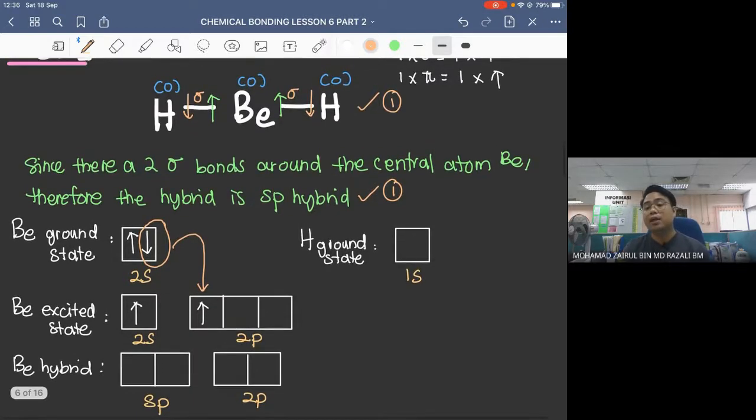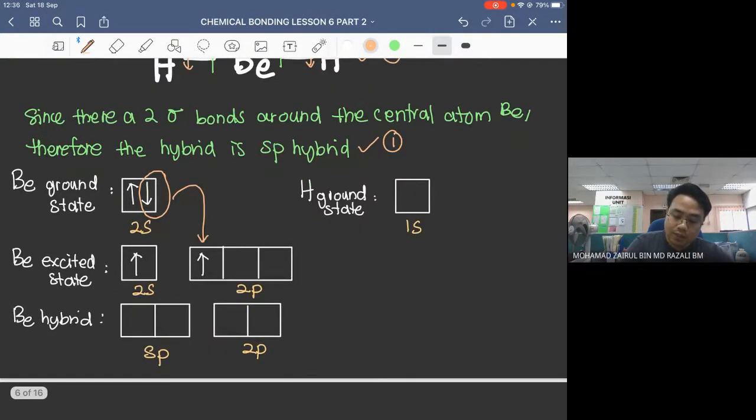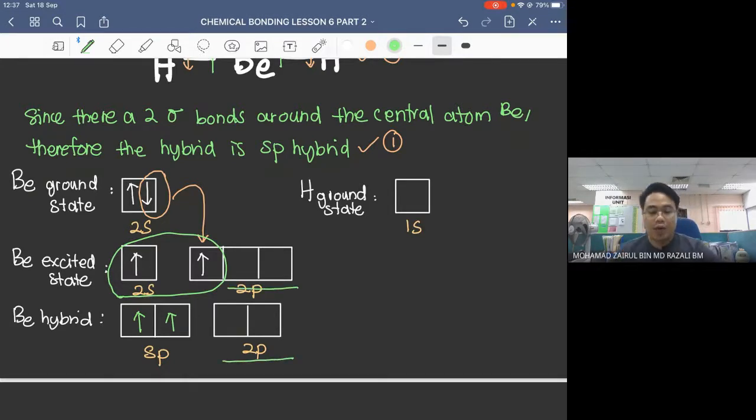sp hybrid maknanya awak akan gabungkan satu s orbital dan satu p orbital. So maknanya saya perlu gabungkan 2 orbital ini. Saya perlu gabungkan dia. So jadikan dia sebagai sp hybrid. Okay, yang ada baki 2 kosong ini awak kena maintain juga, awak kena lukis dia. Okay, so sekarang ni awak tengok beryllium ini dah ada 2 elektron yang tak berpasangan. So dia dah boleh form covalent bond dengan hydrogen.